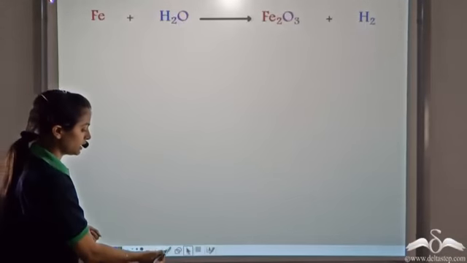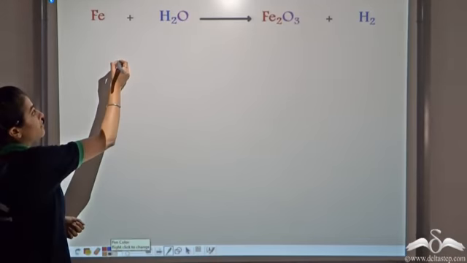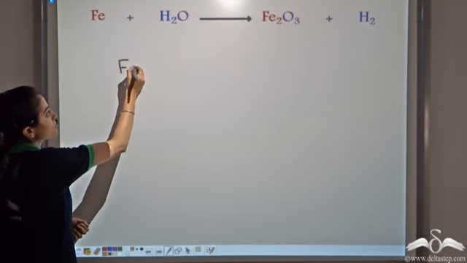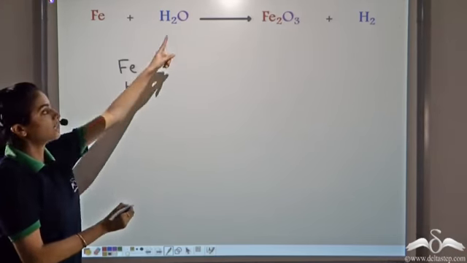Okay, so let's look at the different atoms present. We have iron, we have hydrogen, and we have oxygen.